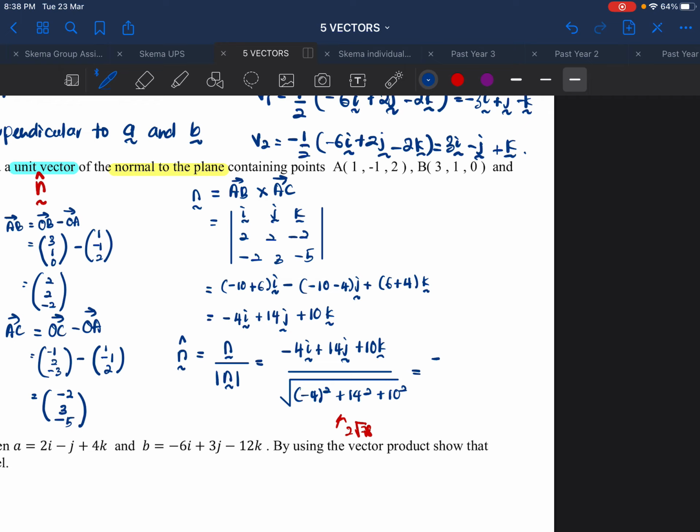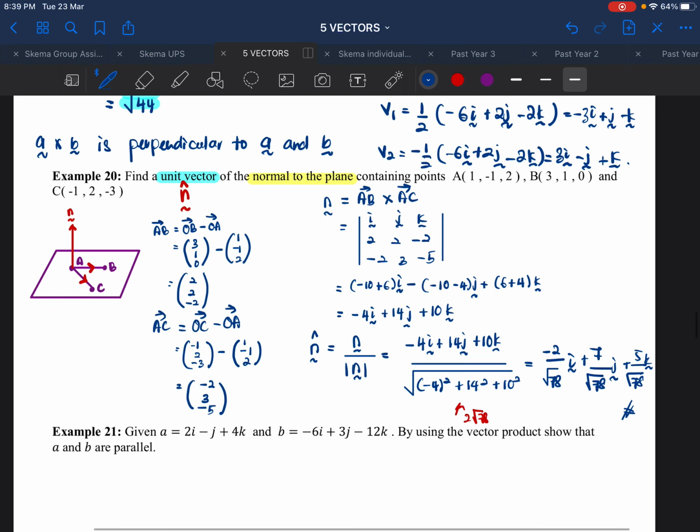last final answer kita akan dapat negative 2 over square root 78. Simplifykanlah. I plus 7 over square root 78j. And last one kita ada 5 over square root 78k. Okay, so ini final answer kita untuk cari unit vector.